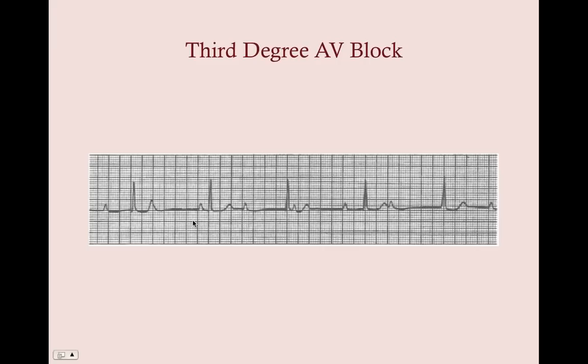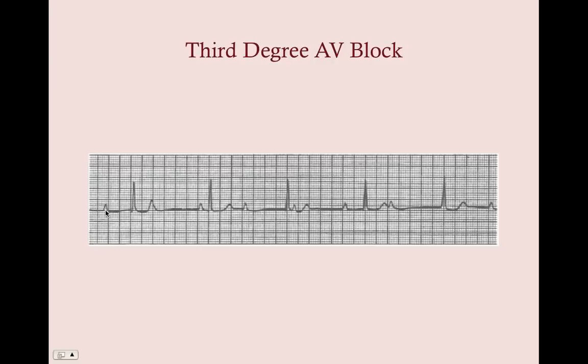Okay, now third degree AV block is the worst symptomatically, because with third degree AV block, there's no correlation between the P wave and the QRS complex. Now with the other three, at least when we had a P wave, we would normally get a QRS complex at some point. With third-degree AV block, the P waves and the QRS complexes just don't correspond with one another at all.